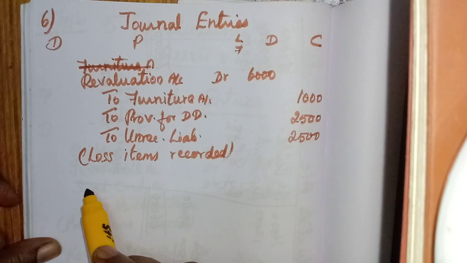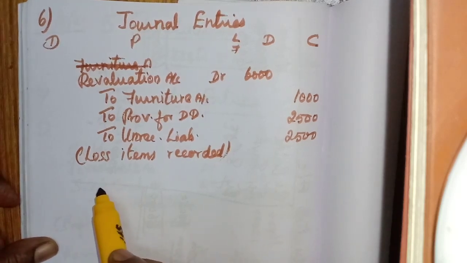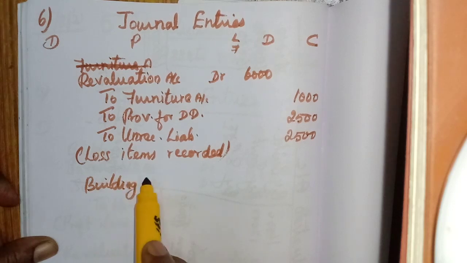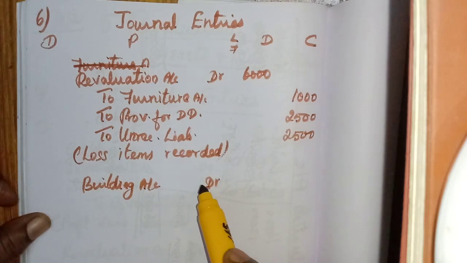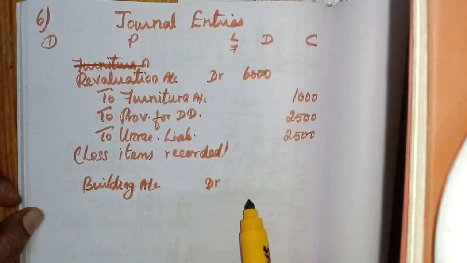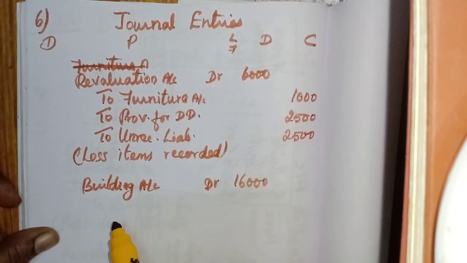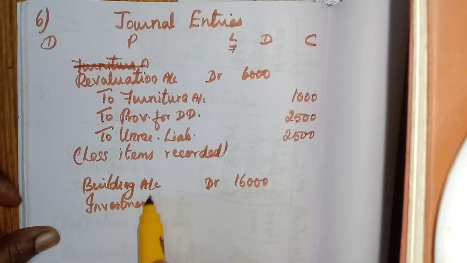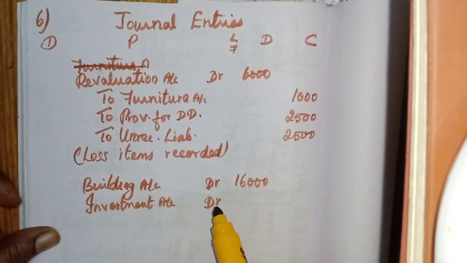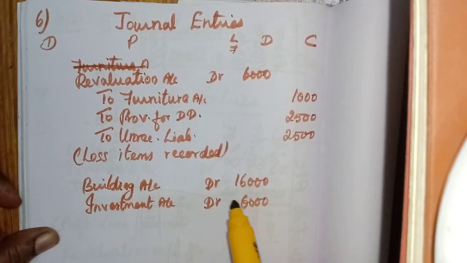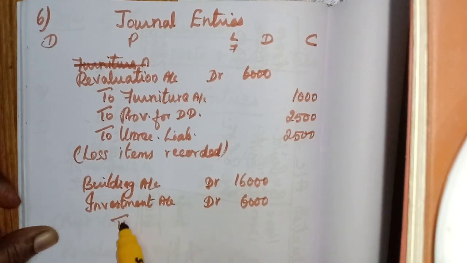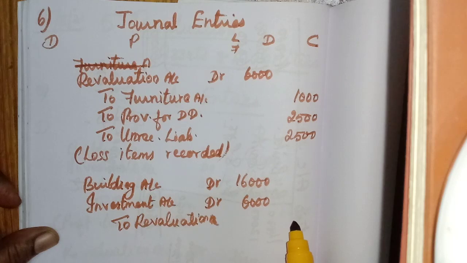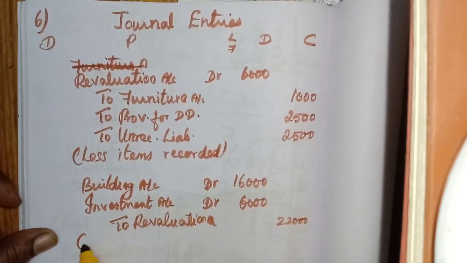Then profit items. Here we have to write those assets. Profit items first. First one, building account. Building account debit. How much? Revalued at 50,000. So already we have 34,000. So 16,000 only increasing. Then next one, unrecorded investment. So investment account debit. Investment how much? 6,000. We have entered everything now, isn't it? So to revaluation account. So how much? 22,000. Profit items recorded.